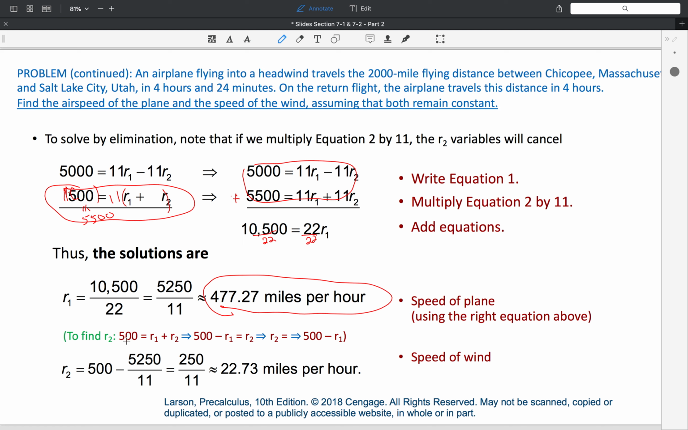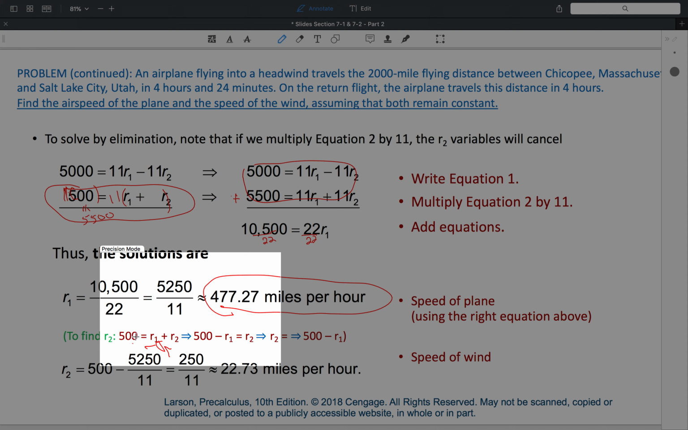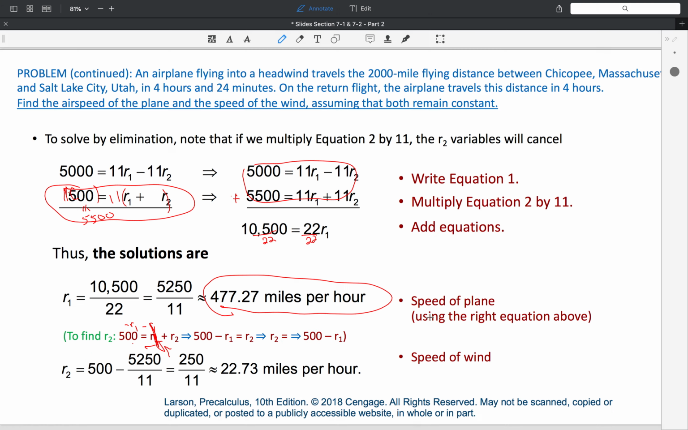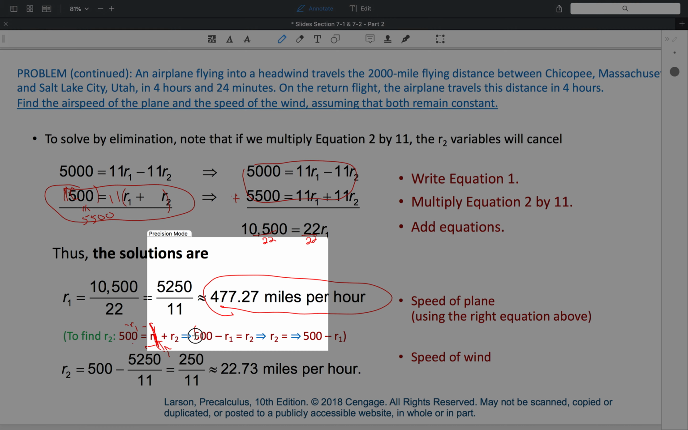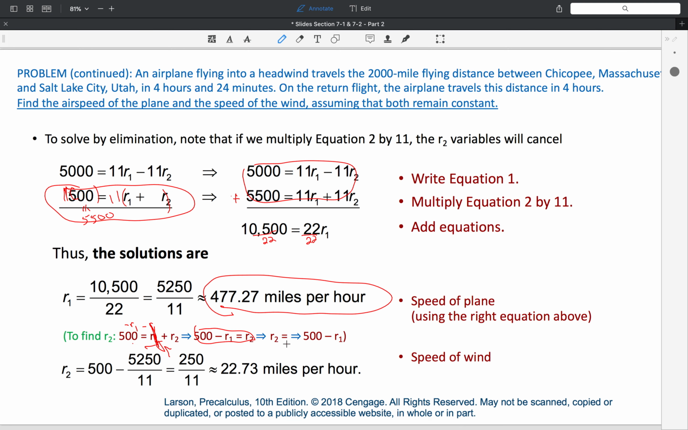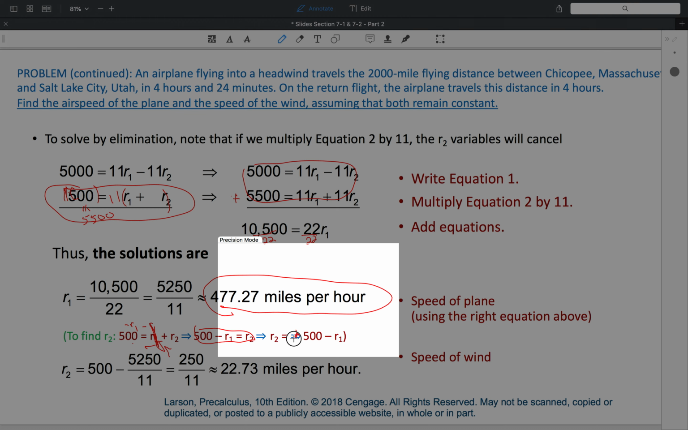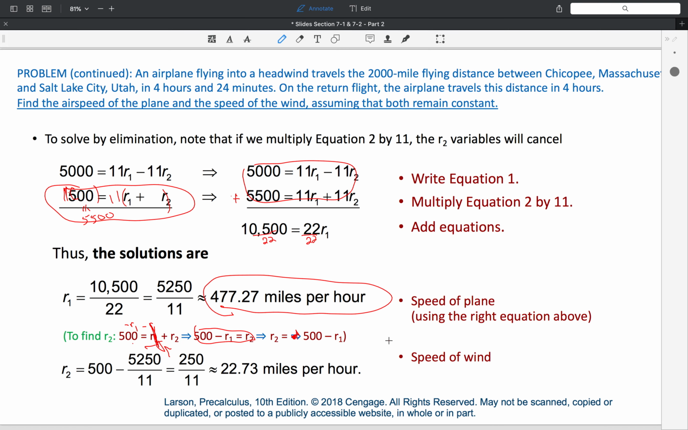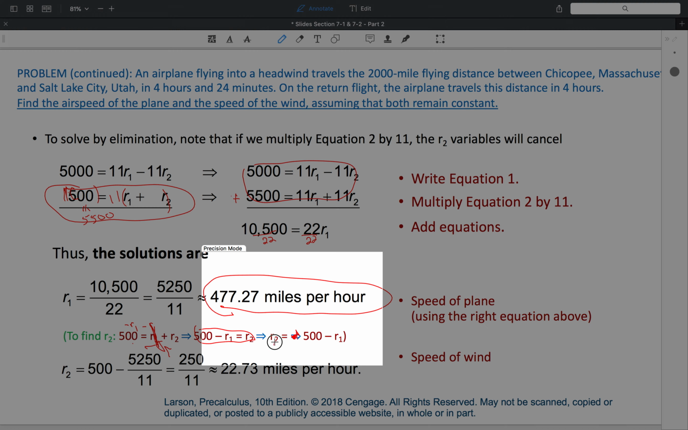So here's what I do. I know that this is true, and so I'm going to subtract R1 from each side to get R2. Subtract minus R1 here. That cancels. And so I get 5,000 minus R1 equals R2. And that tells me that I don't need this here. This is a mistake. So R2 is 5,000 minus R1. Okay, so that's what I'm going to use.